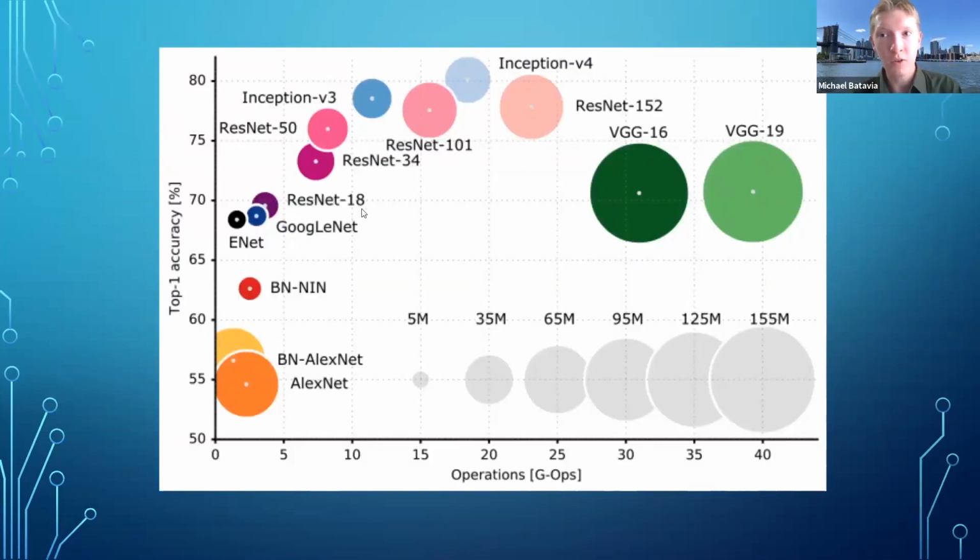Operations means how long it takes, and accuracy is pretty self-explanatory. And you can see the different types of pre-trained neural networks. I like VGG16. ResNet is also very good.